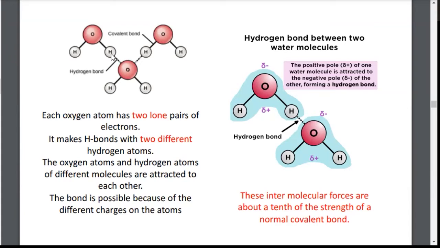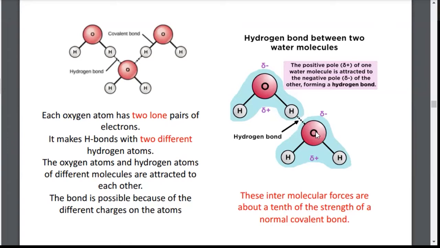Now this hydrogen is attracted to a lone pair, which is here, and this hydrogen is attracted to a lone pair, which is there. And if it was carrying on, you'd have an oxygen atom there, and another oxygen atom there, and it begins to form a structure, if you like. So the positive end of the hydrogen here attracts to the oxygen. This forms the hydrogen bond. This is what a hydrogen bond is.